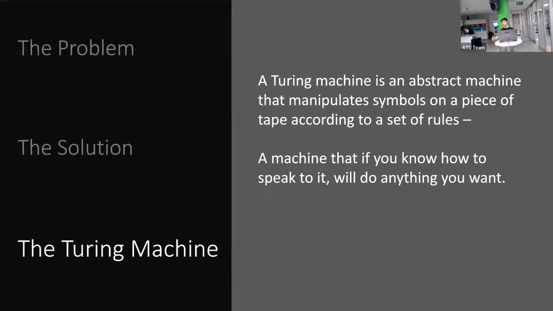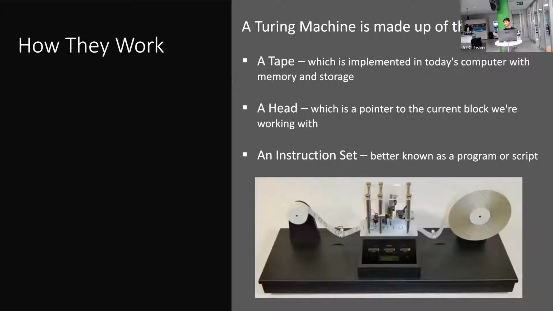So what is a Turing machine? A Turing machine is an abstract machine that manipulates symbols on a piece of tape according to a set of rules. Simply put, it's a machine that if you know how to speak to it, it can do anything you want, literally anything. It's made up of three things: a tape, a head, and an instruction set. There's a picture of it.